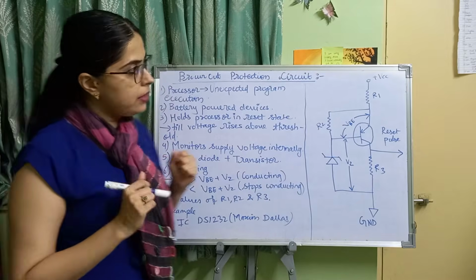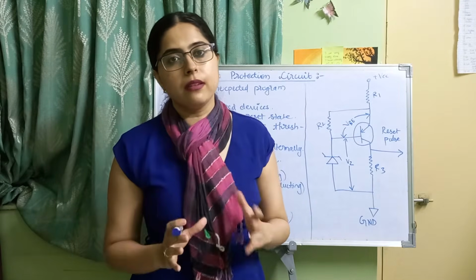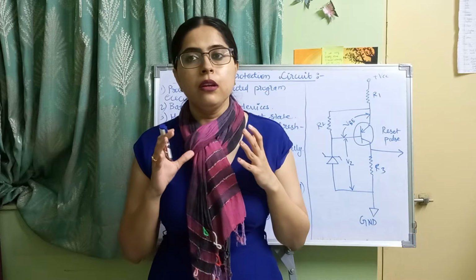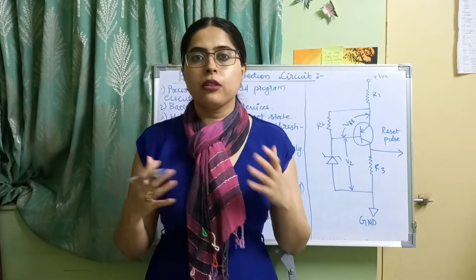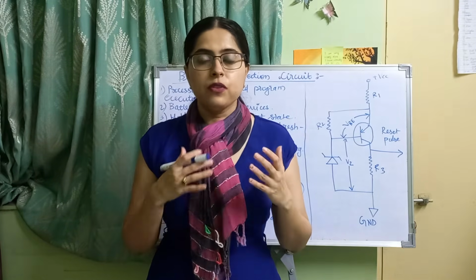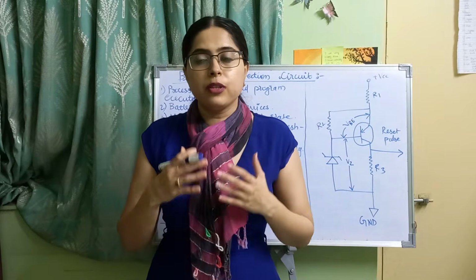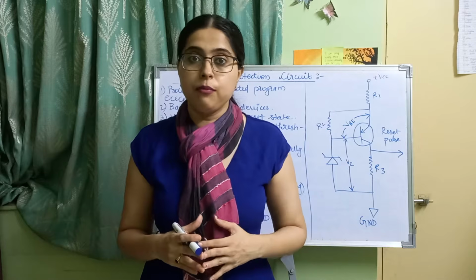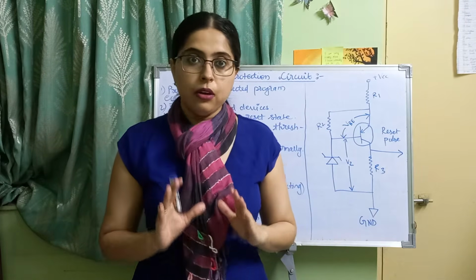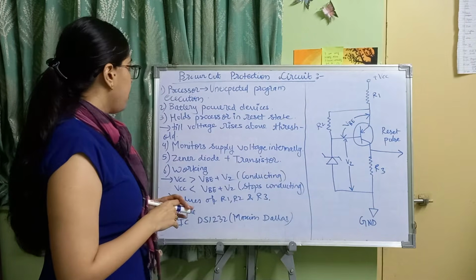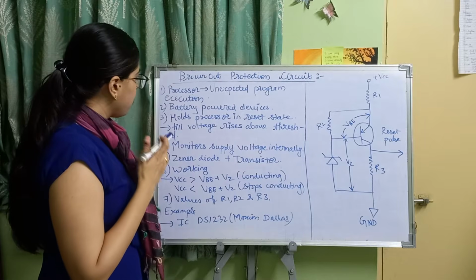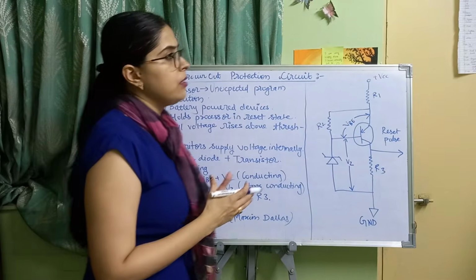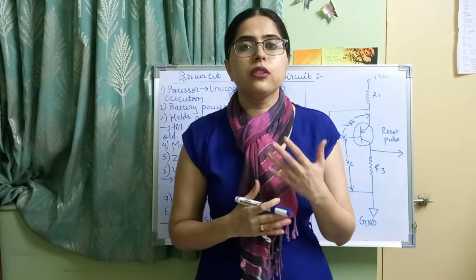Battery powered devices. See, this brownout protection circuit works on the devices which operate on the battery. Okay, means which are battery powered devices, because there is a possibility that battery voltage might drop, and during such a situation we will require the brownout protection circuit. Okay, fine. Now what does this brownout protection do? How does it work?